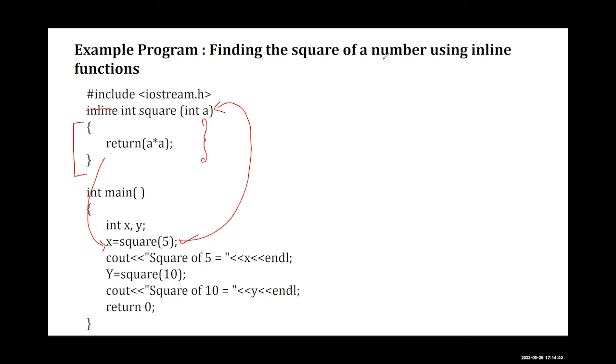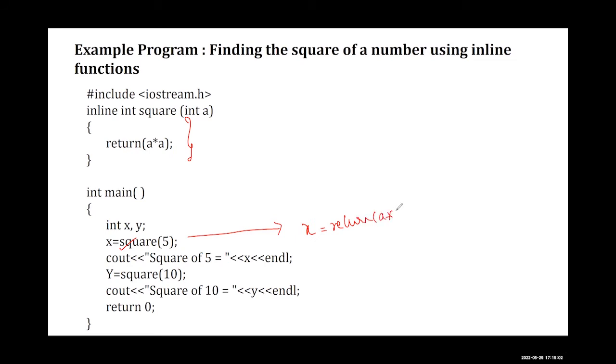But in our case, since this is an inline function, whenever a function call is encountered, this entire body of the code is going to get copied over here. So this in turn will look like x is equal to return a into a, that is the body of the function. Whatever code is available, as of now we have only one line, that line is going to get written here, and directly here itself the value is going to get stored wherever it needs to be. I hope this is clear, the difference between the normal function and the inline function.